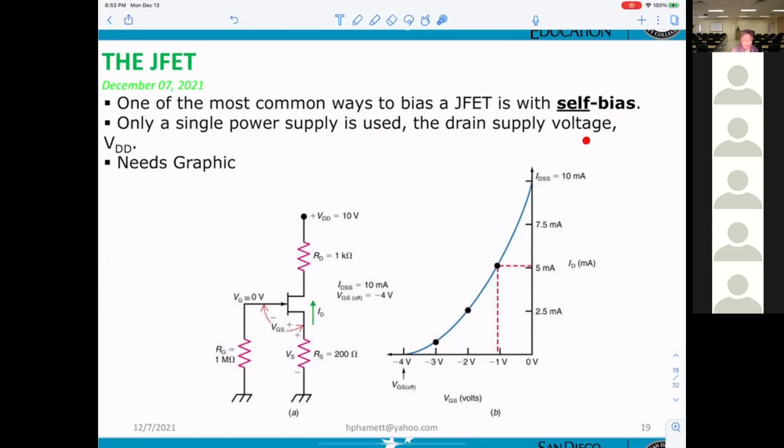If you look at this circuitry, you can see you don't have a VGG. However, to solve the AC, they need the graph. This is a graph here. They have to give you this graph so you're able to do it.